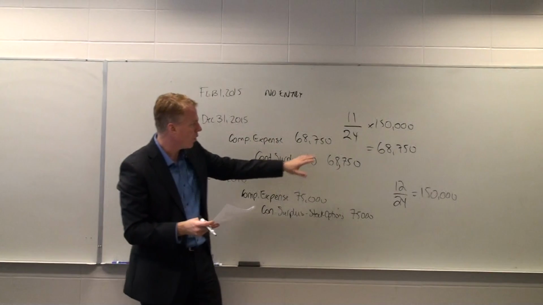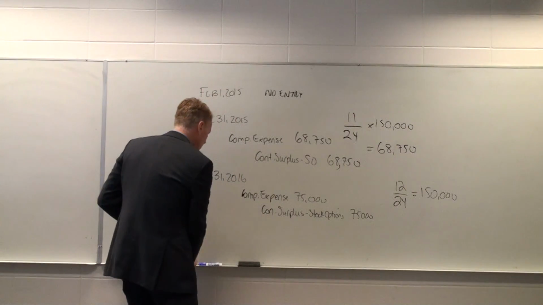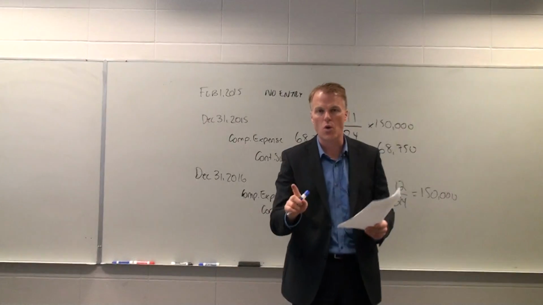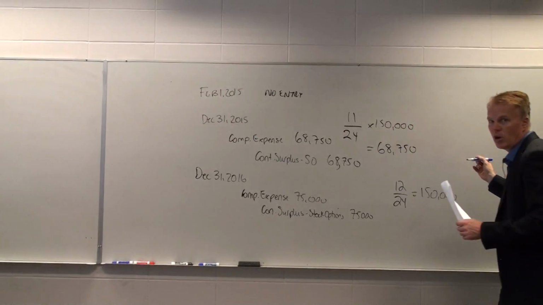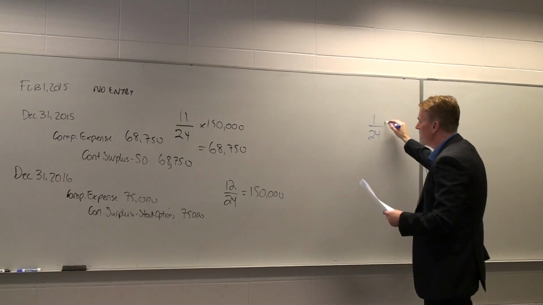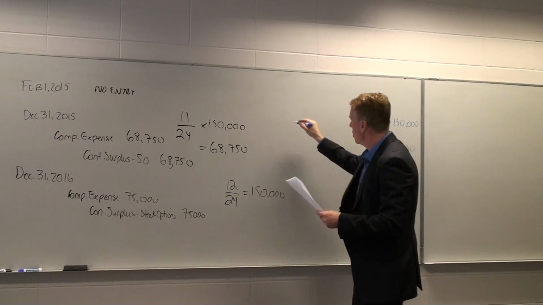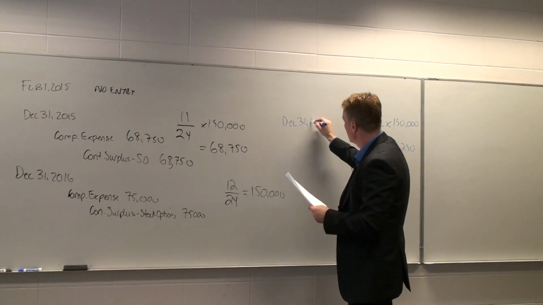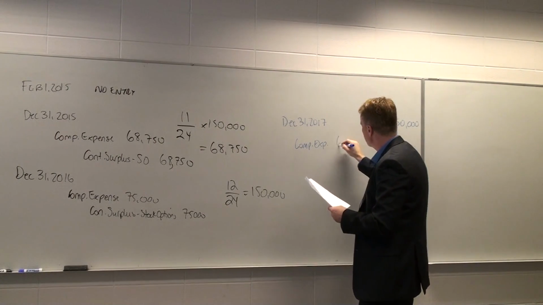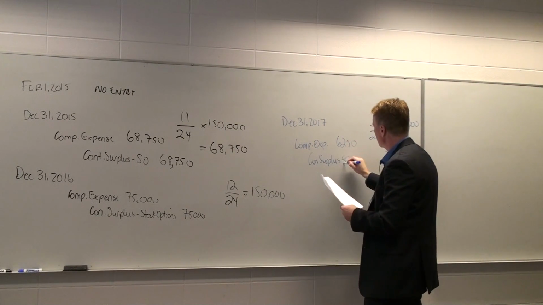Now, we've accounted for 23 months, but we need to account for 24. So in 2017, we still need to do another entry. So going over here, we're going to take a look now at 1 out of 24 months times 150,000. That'll be equal to 6,250. So on December 31st, 2017, we will have compensation expense, 6,250, and contributed surplus stock options, 6,250.